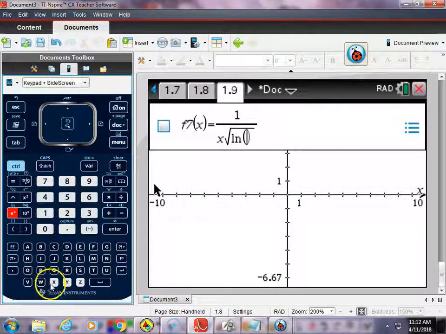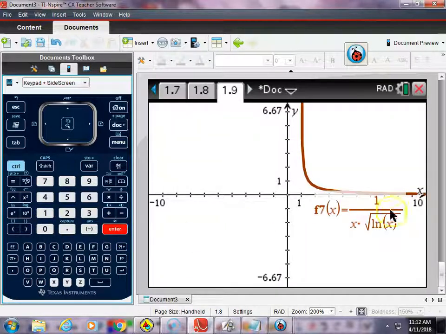Of x. This does appear to be positive, since it's above the x-axis. It does appear to be a nice continuous decreasing function. And I'm not proving it, but I am giving it a check with my graphing calculator. I do have an asymptote there at 1, since ln of 1 would be 0, making the denominator 0.